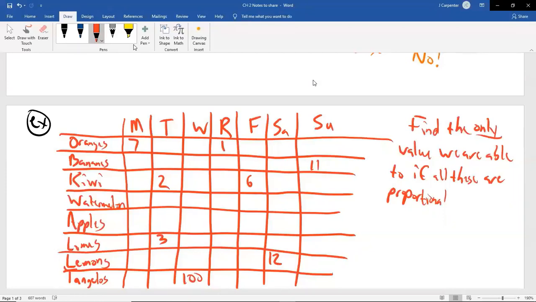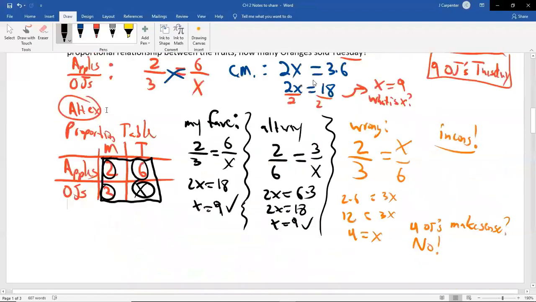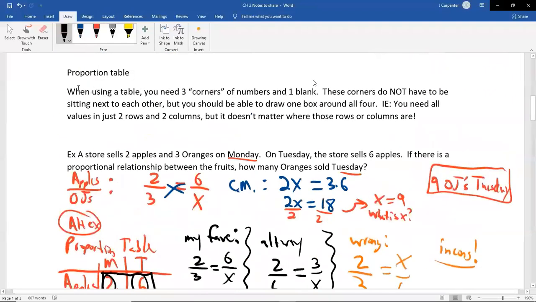Yes, we're good. And you might think otherwise, but we're going to draw a whole bunch of different boxes and we'll ultimately find the one that works. But we'll do them wrong first. So here's the reminder. You need 3 corners and a blank. These corners don't have to be sitting next to each other. You can skip rows, you can skip columns, but you should be able to draw one box, one quadrilateral, 4 corners, around those, where 3 of them would be numbers and 1 would be a blank.